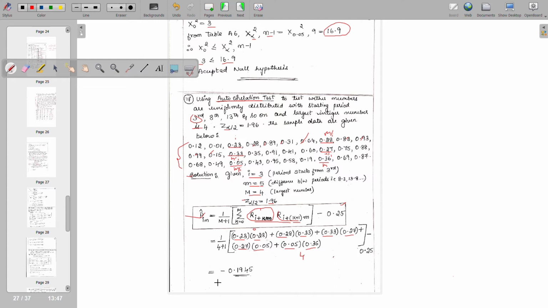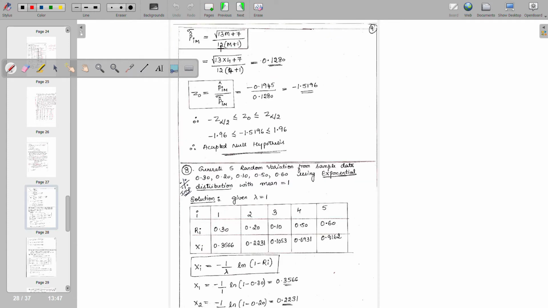Now substitute the values. After substituting these values we got the autocorrelation value. Then we have to find the standard deviation. The standard deviation equation is given here: uppercase M is 4, plus 7, 12 into 4 plus 1, and you will get the standard deviation value. Then find the test statistic: Z naught is equal to rho hat i m divided by the standard deviation. After substituting you will get this value. Then check whether the random numbers generated are accepted or rejected.